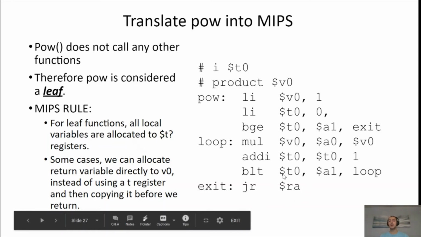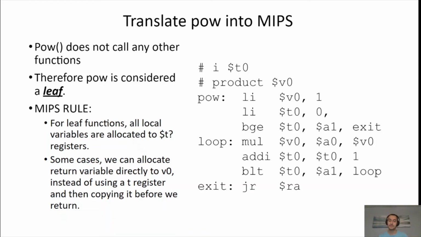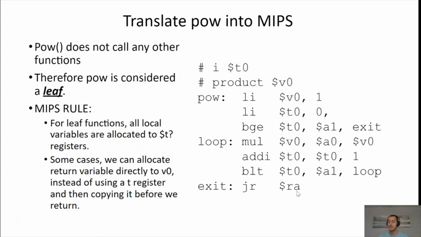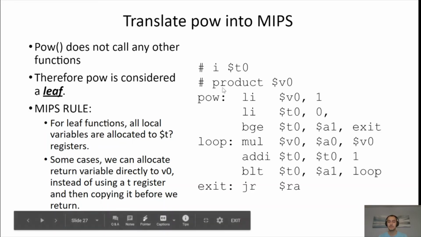Again, RA is the return address that we use for going back to our main, or wherever this function was called. And jump register takes the address from this register, or any register that you give to it, and puts it into the program counter, and the program continues executing from that point. So these are the two very important pieces here.